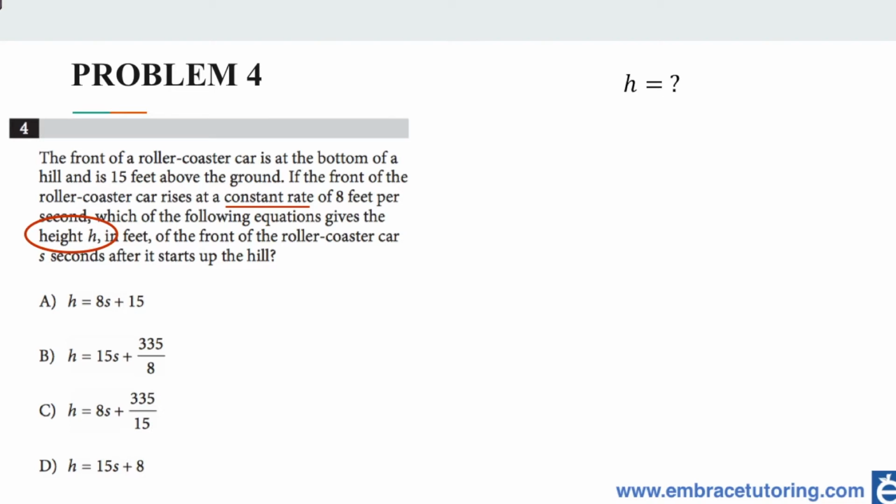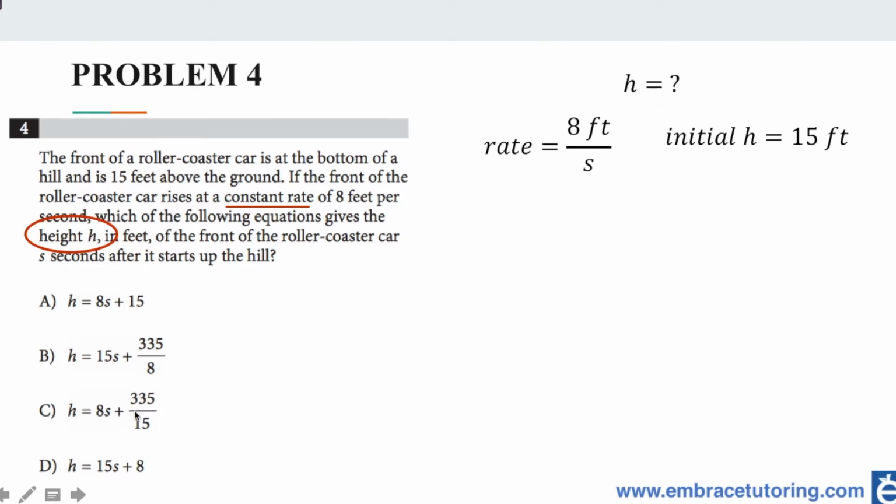Because I want to solve for the height, I also want to notice that I have a rate. So my rate equals 8 feet per second, and I notice my rate will always have a numerator over some sort of denominator in terms of units. And my initial height is going to be 15 feet because that's what they're telling me. It says the front of the roller coaster car is at the bottom of the hill and is 15 feet above the ground. So my initial height is 15 feet. My rate is 8 feet per second. And my overall height, I'm not fully aware of yet.